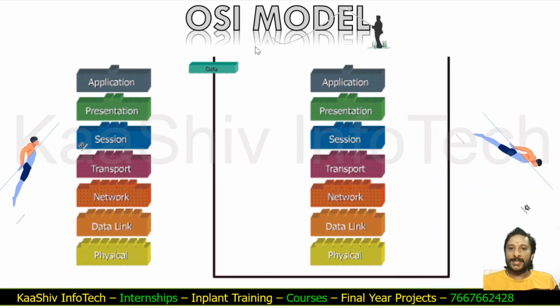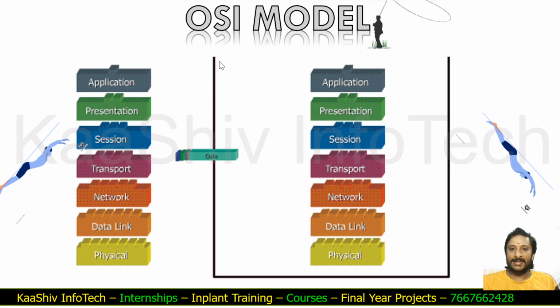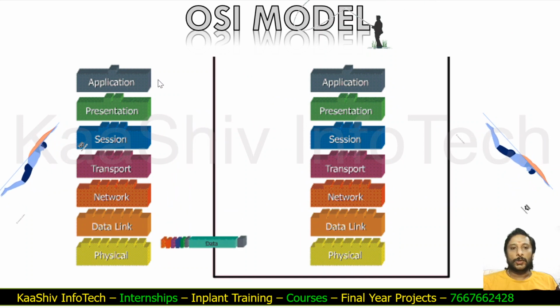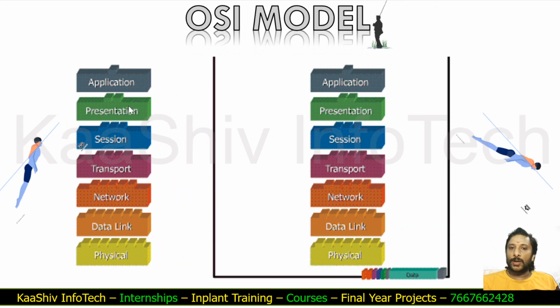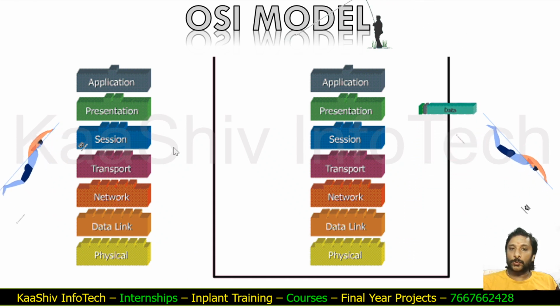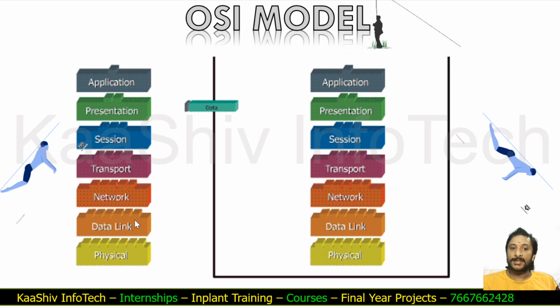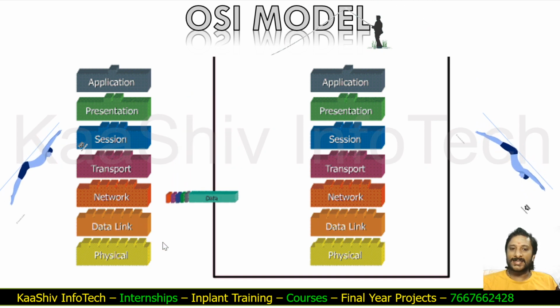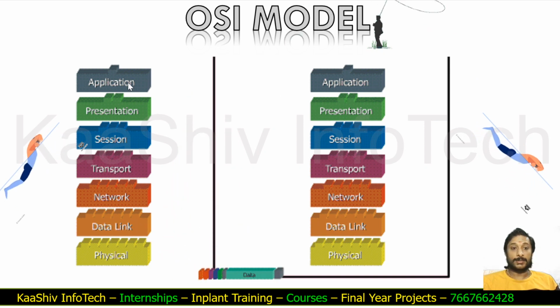This OSI model has 7 layers, and these are the layers available. You can see the application layer, the presentation layer, the session layer, the transport layer, the network layer, the data link layer, and the physical layer. This is how it is.